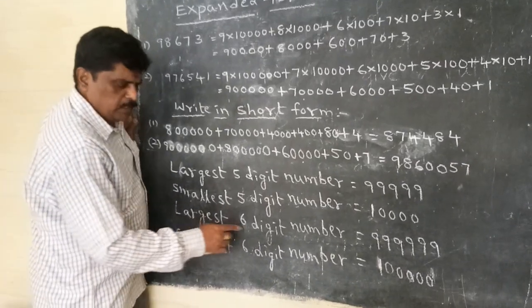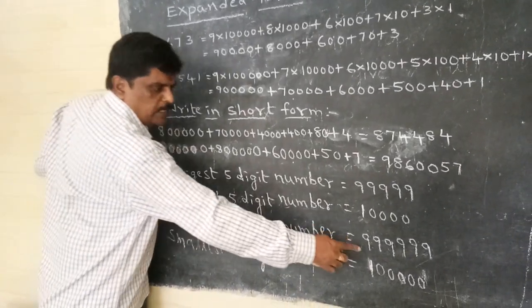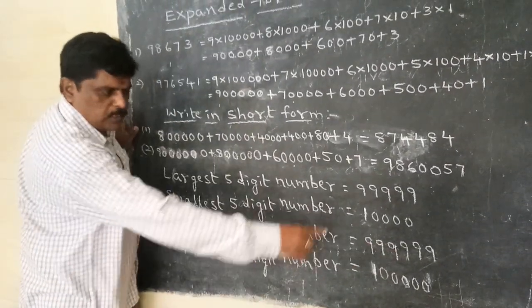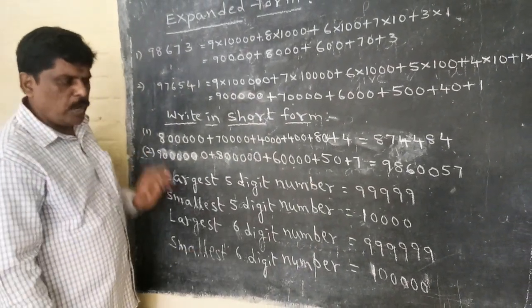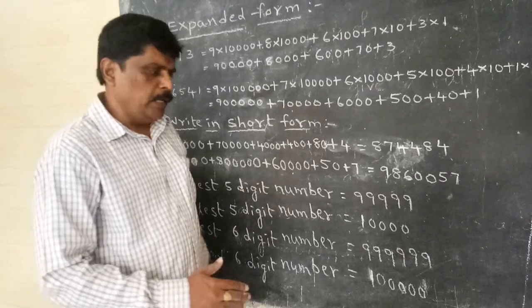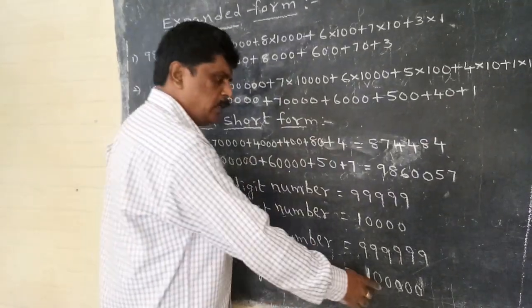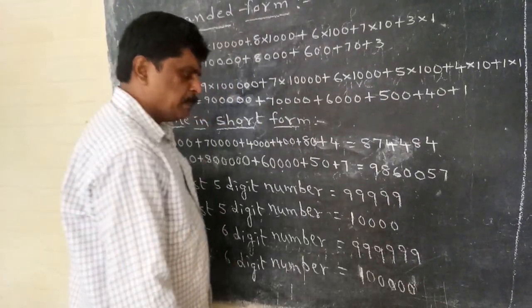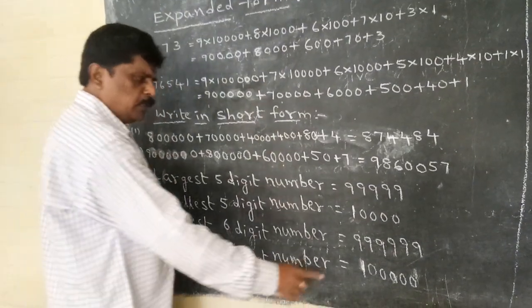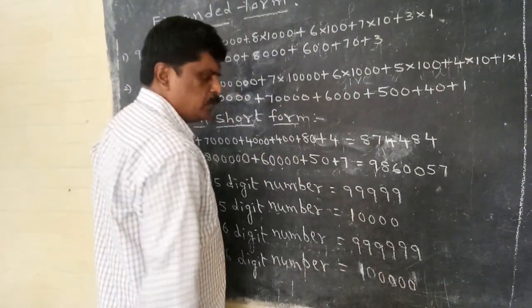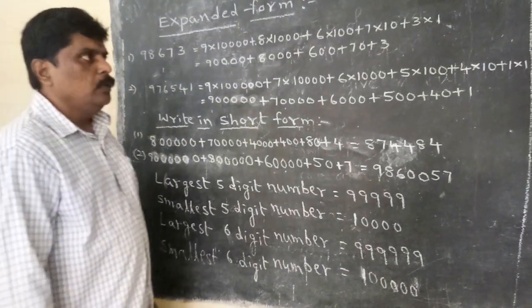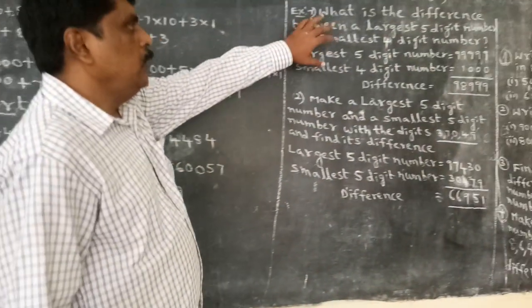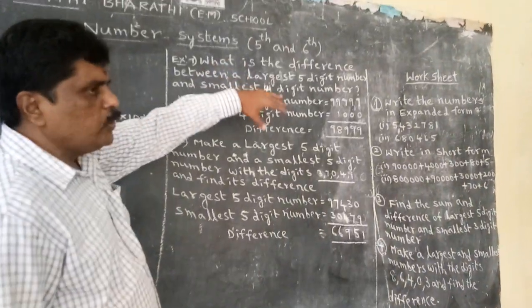Similarly, the largest 6-digit number: you have to write 6 nines here, 9,99,999. And the smallest 6-digit number: you have to write 1 and the further digits as zeros. So I have to put 1 here and write 5 zeros after the 1. Okay.